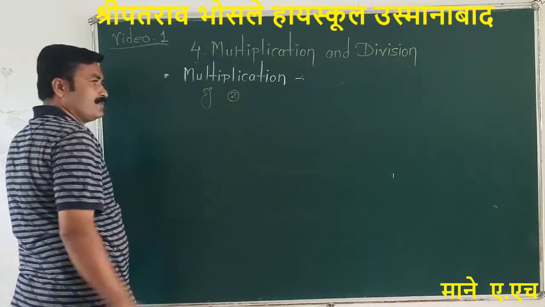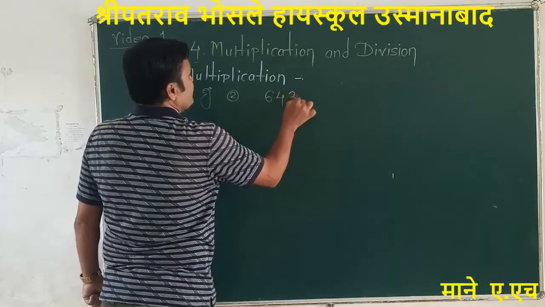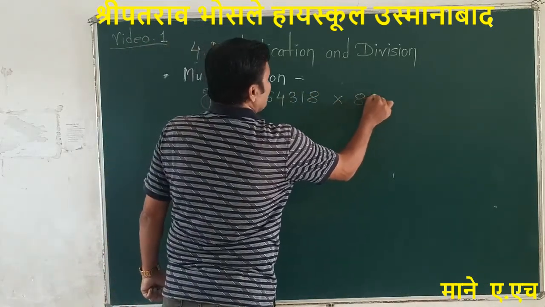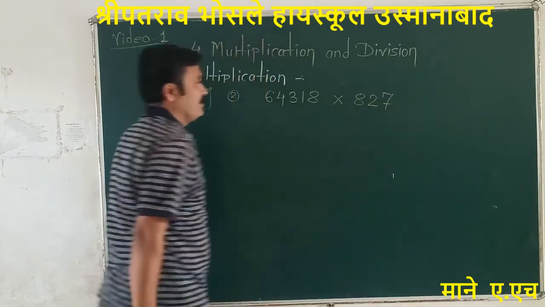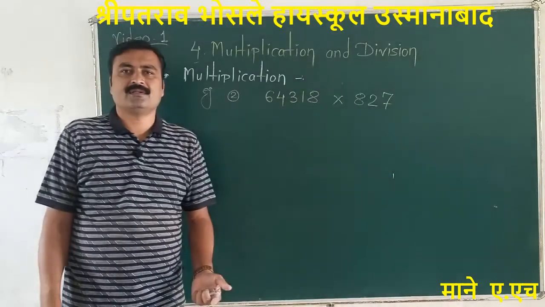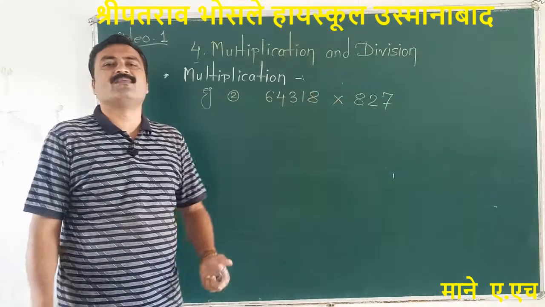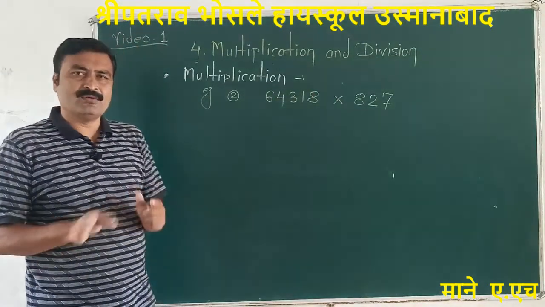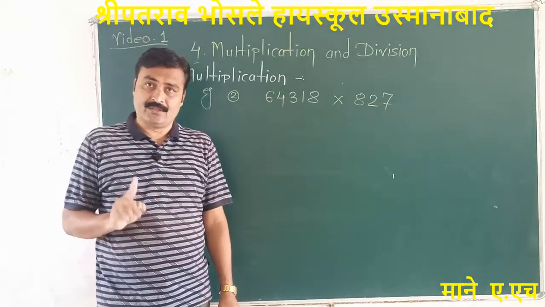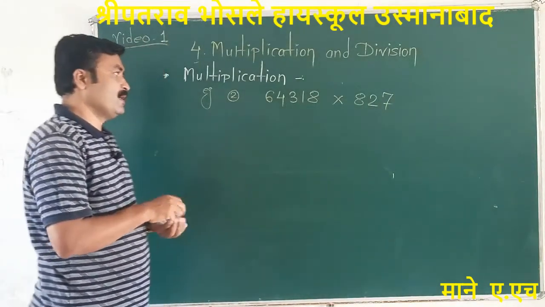Second example of the third condition, that is 64,318 multiplied by 827. The numbers here are quite bigger. 827 for the multiplication. This is somewhat a bigger number, but don't worry, if you follow the table easily, then you should get the final answer the correct way. So how can we proceed with the process of multiplication?